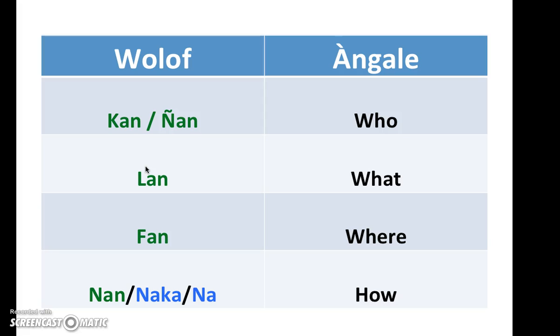Very quickly. In the first slide we have kan, nyan. Kan, nyan. They both mean who. The difference is kan refers to a singular and nyan refers to a plural. Again, kan, nyan.